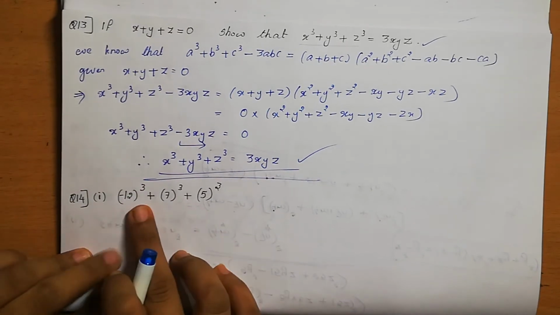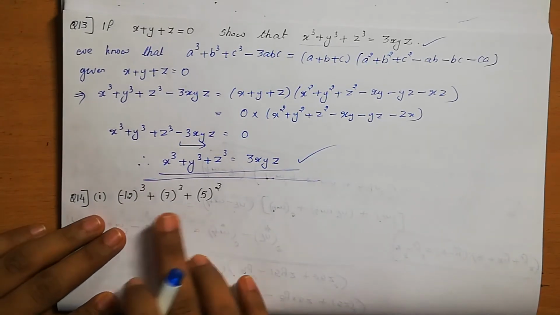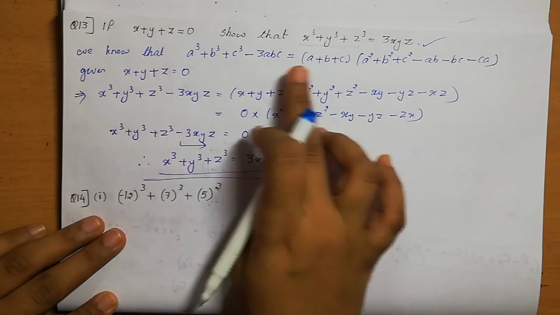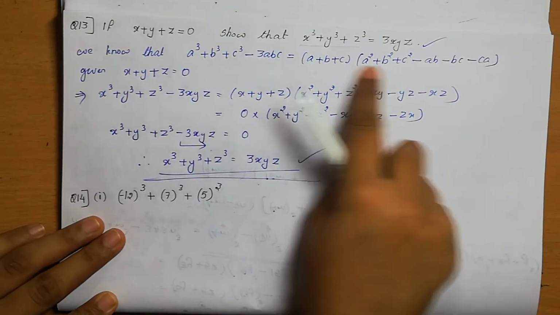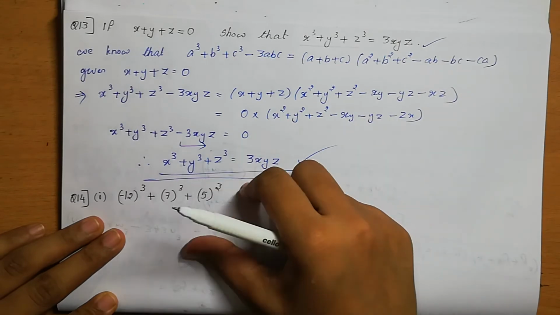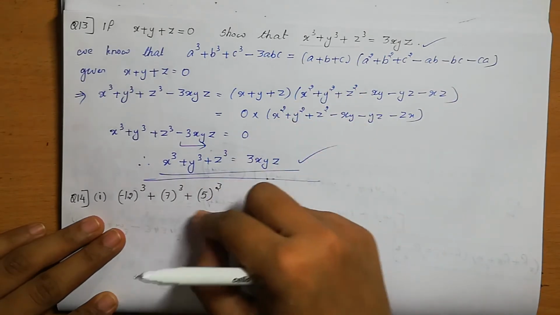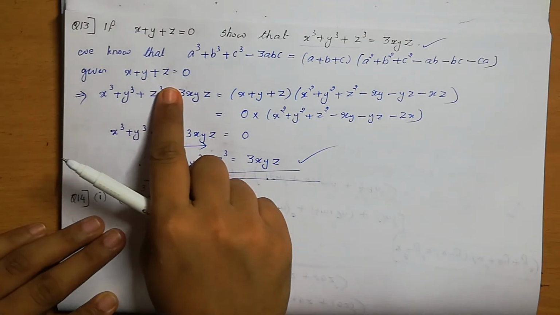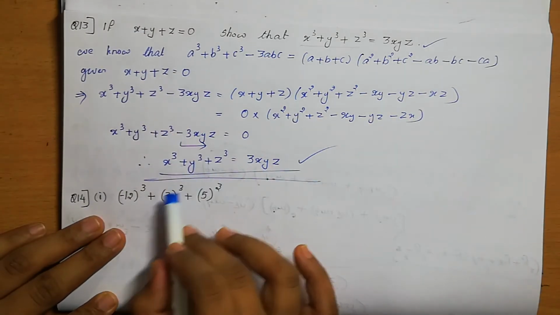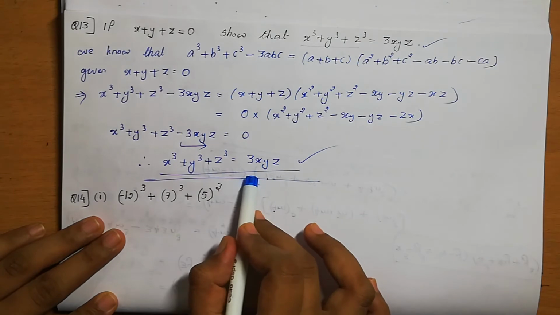Here again 3 terms are there, so what is the identity? This identity, a cube plus b cube plus c cube minus 3abc, we can use. First we need to check the value of x plus y plus z. If it is equal to 0, then x cube plus y cube plus z cube is equal to 3xyz, right?